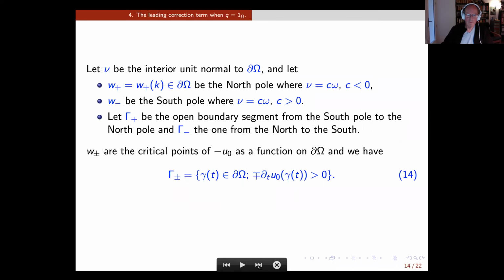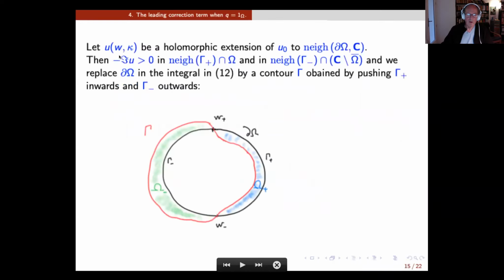So now I take the holomorphic extension of u naught to some neighborhood of the boundary, because I assume that the boundary of omega, so omega sits inside the black curve here. The black curve is the boundary. Since this is real analytic, I have a holomorphic extension of u naught to a neighborhood. And since minus u naught has a positive derivative here, the extension will have a positive imaginary part if I go in this direction here. So in the blue region, minus the imaginary part is positive. Near gamma minus, I have the opposite phenomenon.